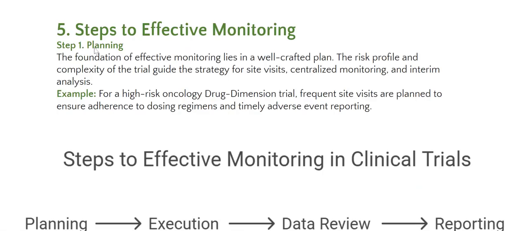Step 1. Planning. The foundation of effective monitoring lies in a well-crafted plan. The risk profile and complexity of the trial guide the strategy for site visits, centralized monitoring, and interim analysis. For example, for a high-risk oncology drug dimension trial, frequent site visits are planned to ensure adherence to dosing regimens and timely adverse events reporting.